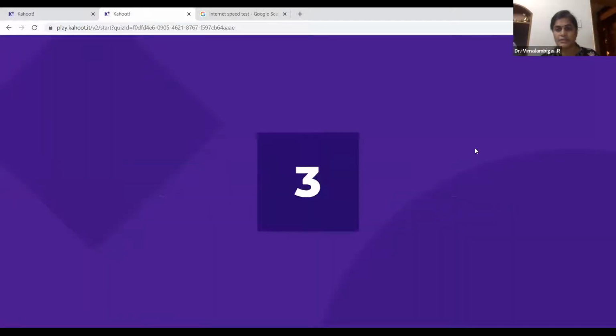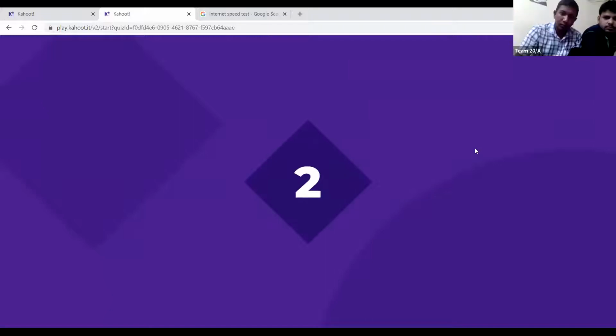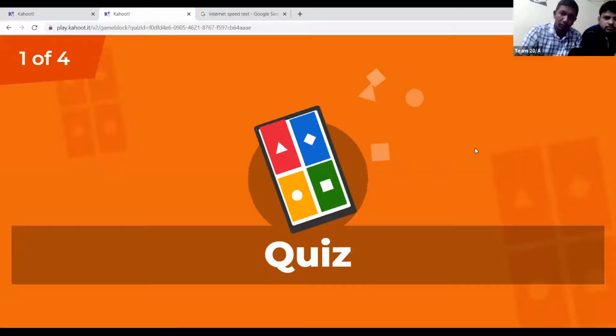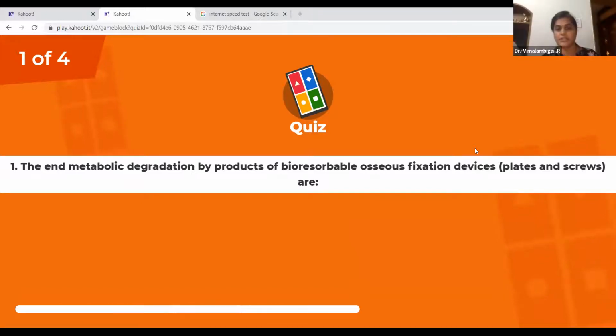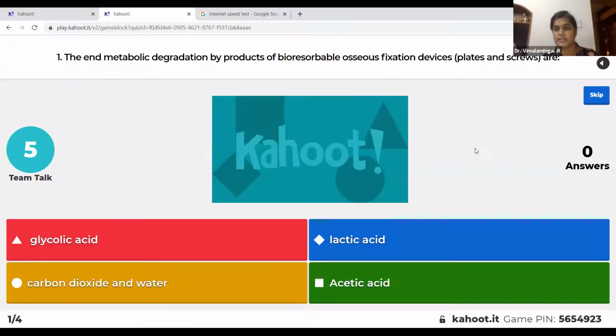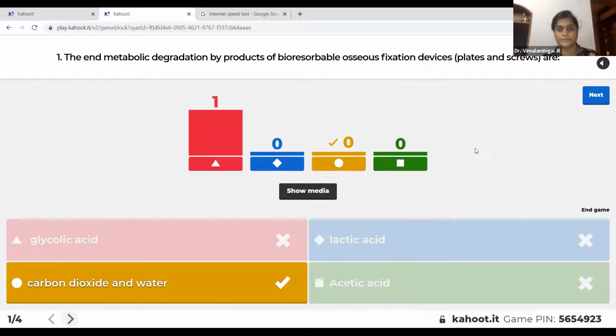So the orthognathic surgery, the first question. The end metabolic degradation byproduct of bioresorbable osseous fixation devices are glycolic acid, lactic acid, carbon dioxide and water, or acetic acid. Okay, so it's carbon dioxide and water. Okay, next question.